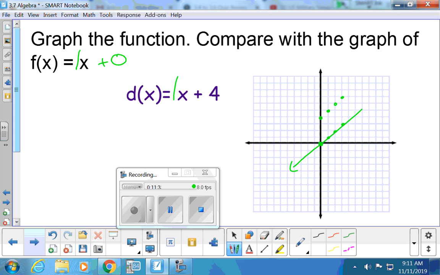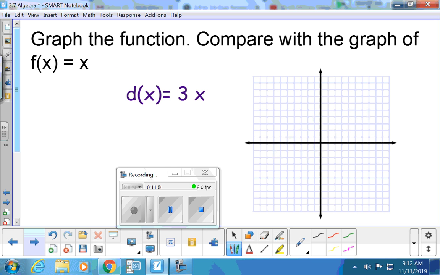Are they parallel? Yes. Very good. Yep, they have the same slope. The slope is 1. Same slope. They're parallel. Different y-intercept. Okay? Make sense? Any questions?